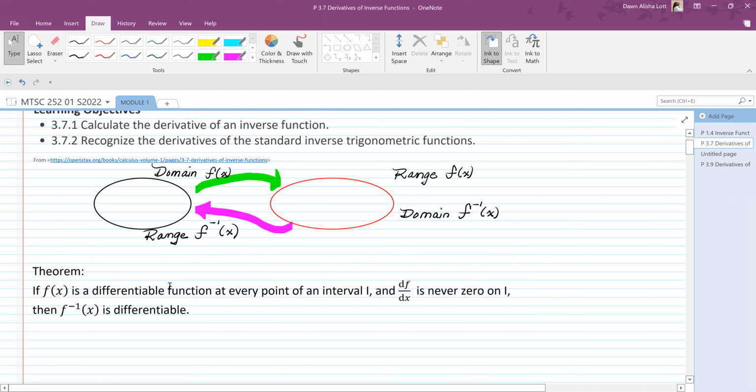All right, so if a function is differentiable, so we have this function f of x going from its domain to its range, and it's differentiable everywhere on the domain that is defined, so that's an interval I, and the derivative of f is never zero.